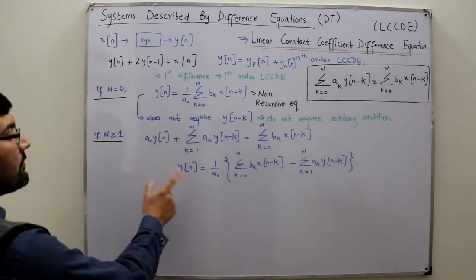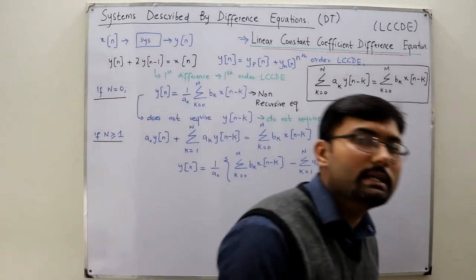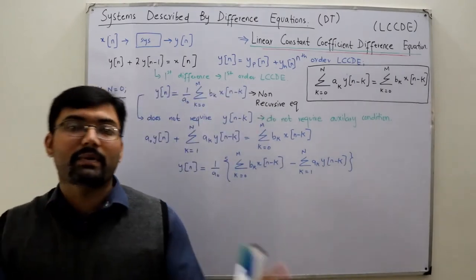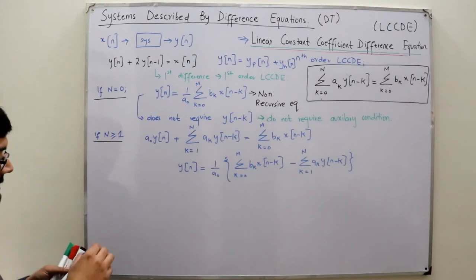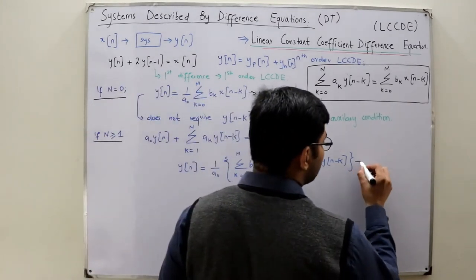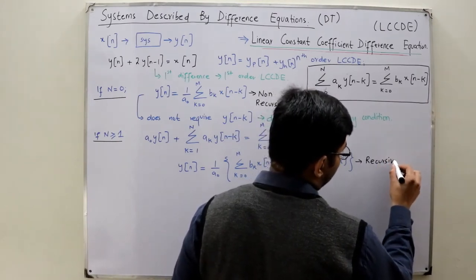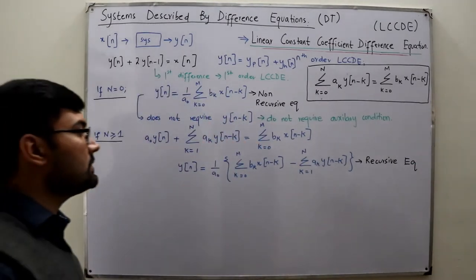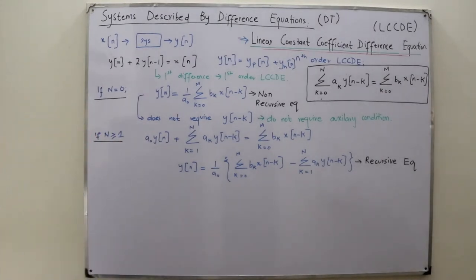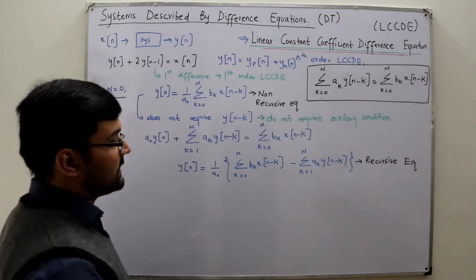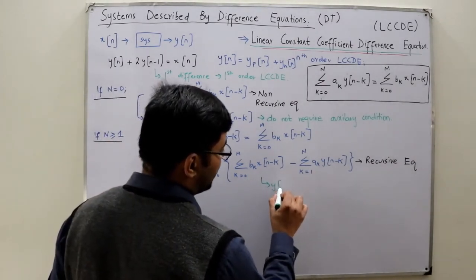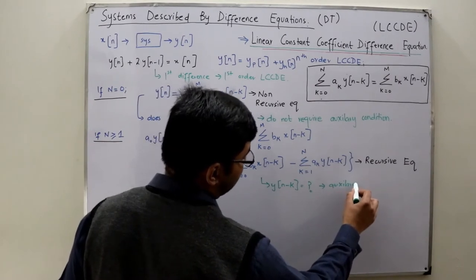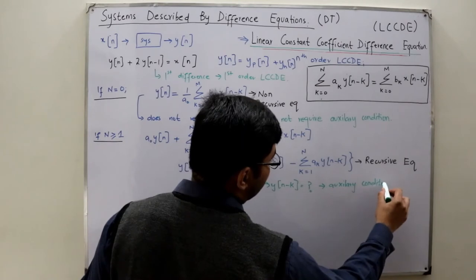So have a look now. If you need to know y of n, you need to know y of n minus k, which means if you need to know the present value, you need to know the previous value of the output. So here we have some repetition involved, some recursion involved, and this sort of an equation is known as a recursive equation. Isn't it like this? It is. And the systems that are described by a recursive equation are recursive systems. So in this case we need to know y of n minus k, right? y of n minus k is required. I would put a question mark, and this would come from the auxiliary conditions.